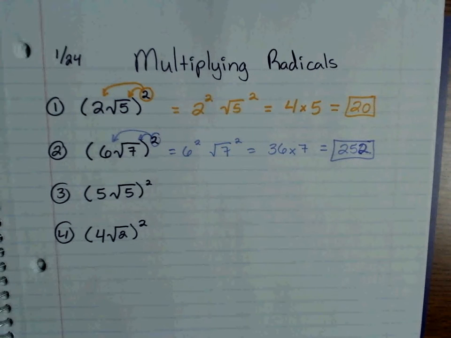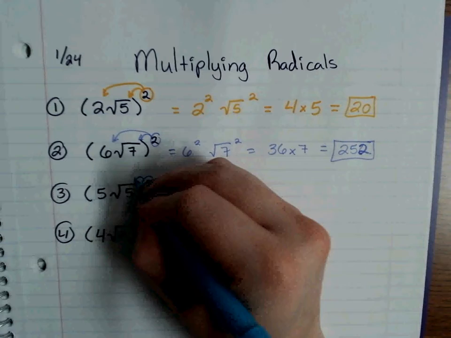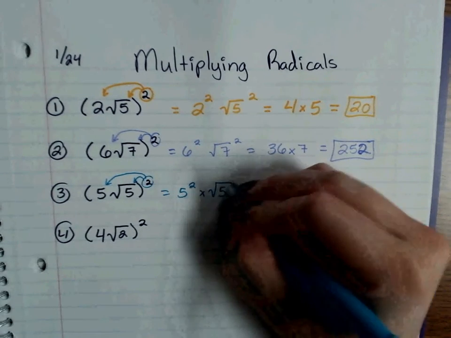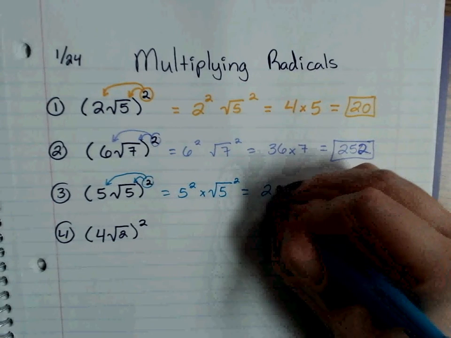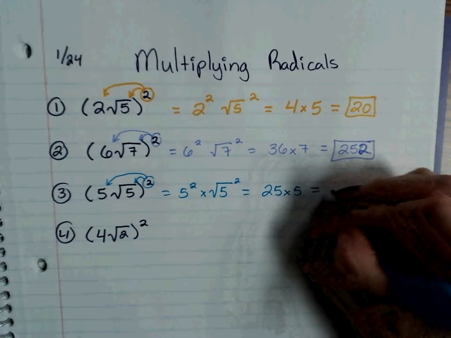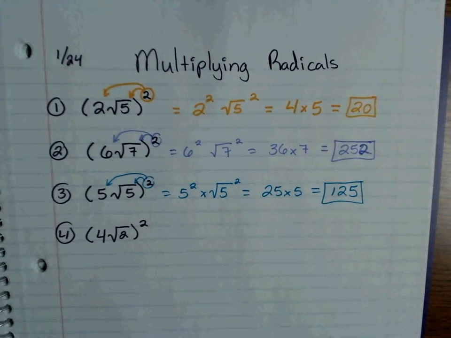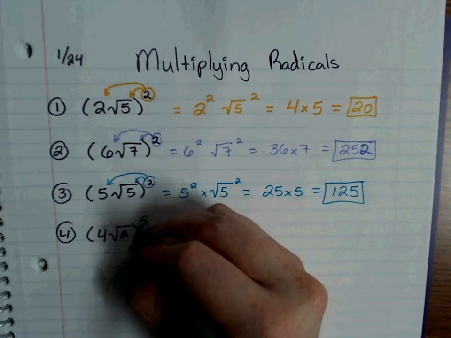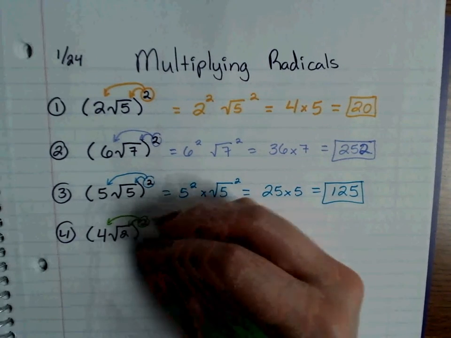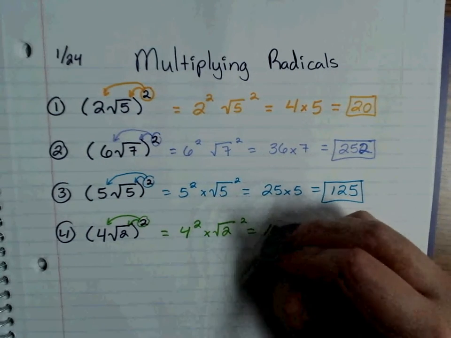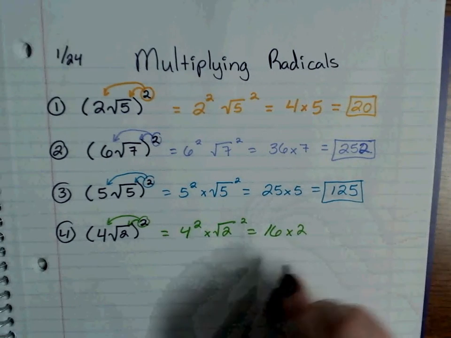Okay, what about for problem number 3? What did you get for number 3, Jordan? 125. And if you distribute the exponent, that becomes 5 to the second power times the square root of 5 to the second power, which becomes 25 times 5, which is 125. Okay, and what about our last one, Heaven? 32. Again, if you distribute, that's going to become 4 to the second power times the square root of 2 to the second power. 4 to the second power is 16. Square root of 2 to the second power is just 2. And then 16 times 2 is going to give you 32.